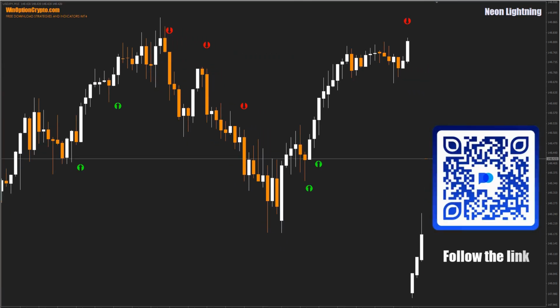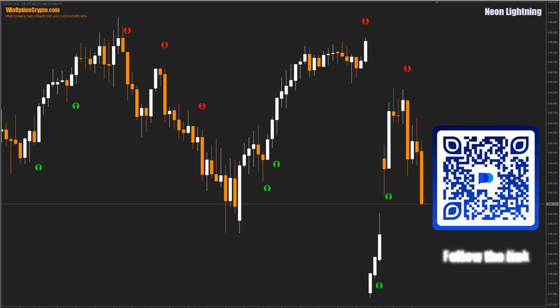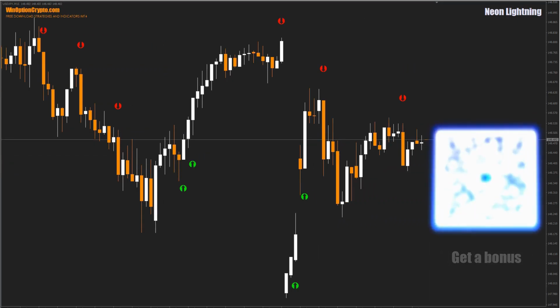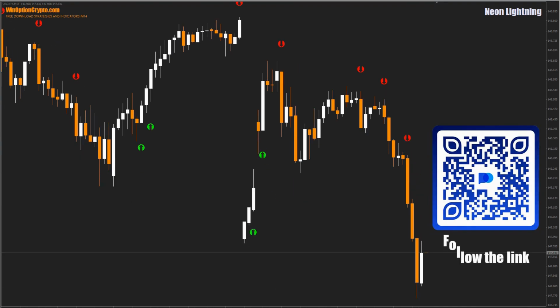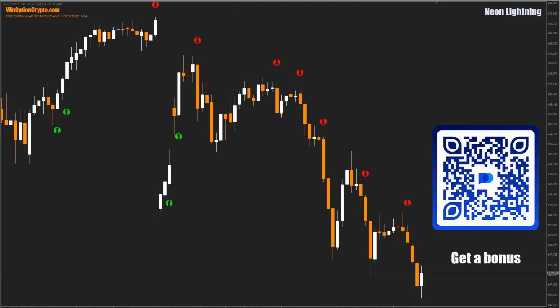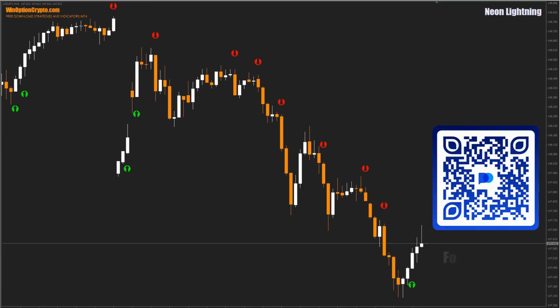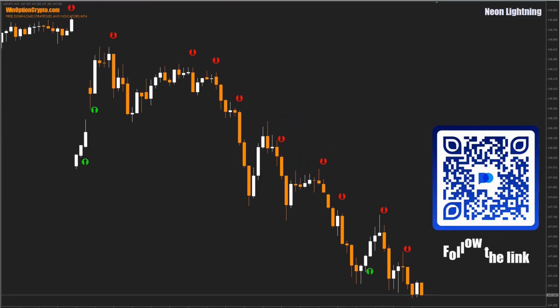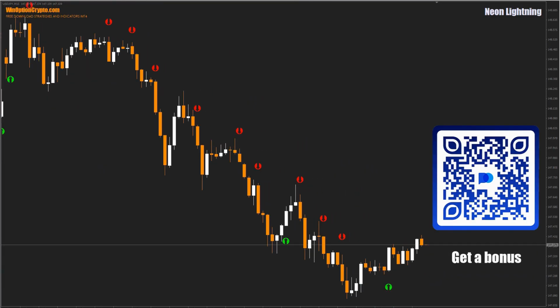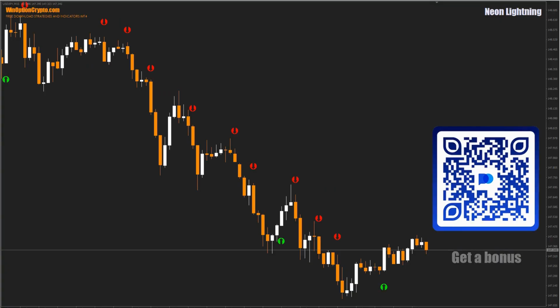So, the Neon Lightning binary options strategy is based on the arrow indicator, one of the simplest and most popular technical analysis tools. The system provides clear trading signals that even a beginner can handle. To reduce the number of false entries, use the exponential moving average EMA with a period of 50 as a trend filter and open trades only in the direction of the main trend.